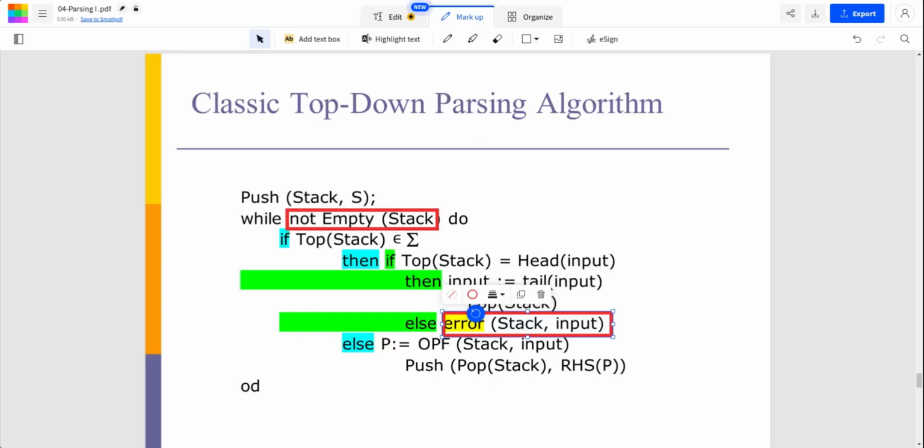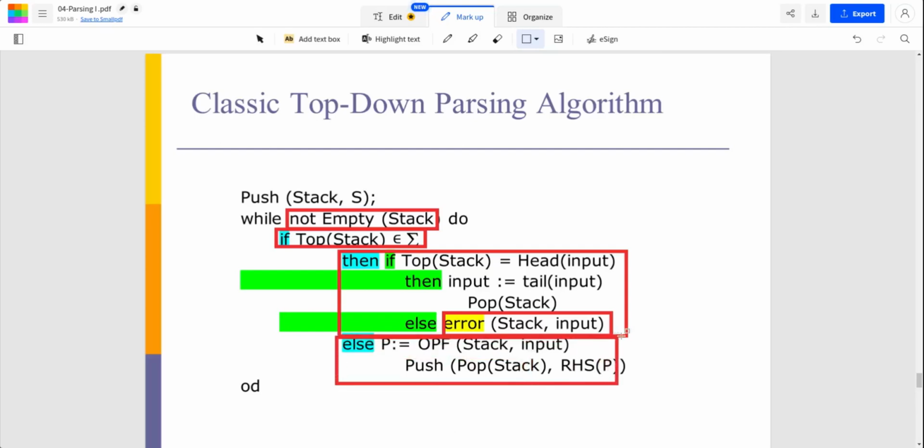The two scenarios are when the symbol at the top of the stack is a terminal and when the symbol at the top of the stack is a non-terminal. These two blocks in this code: in this line, it checks whether the symbol at the top of the stack is a terminal. So, if the symbol at the top of the stack is a terminal, it is handled in this block. Otherwise, if the symbol at the top of the stack is not a terminal, that means it is a non-terminal, and the algorithm handles that scenario using this block of the code.